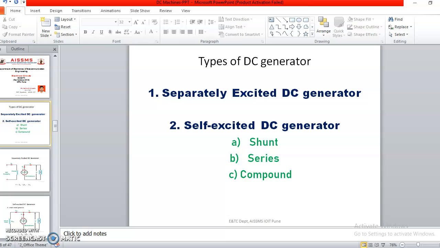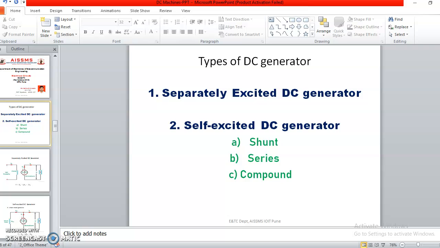In short, in a separately excited DC generator, we use a separate DC supply to excite the field winding. But in a self-excited DC generator, whatever EMF is generated at the output side, some part of that EMF is taken as an input to the field winding, and then it is called a self-excited DC generator. These self-excited DC generators are further classified into three: shunt, series and compound. These depend upon the position of the field winding and armature winding.